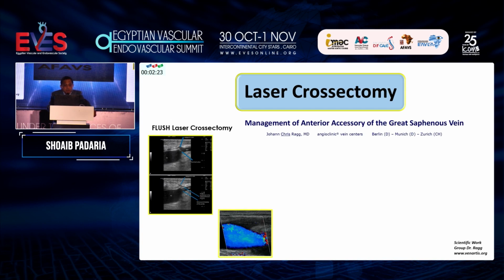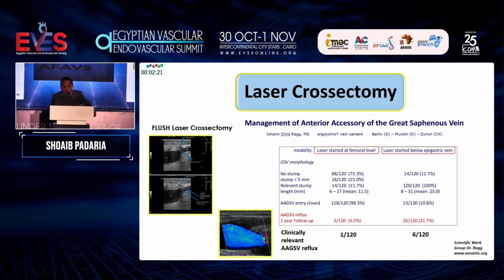A paper by Chris Pregistered well showed that if you do laser, which starts at the femoral level, flush, the reflux in the ASV is only in 1 in 120 patients, while if you do it below the epigastric vein, which we normally routinely do, it's as high as 6 in 120 patients, which is quite a lot.